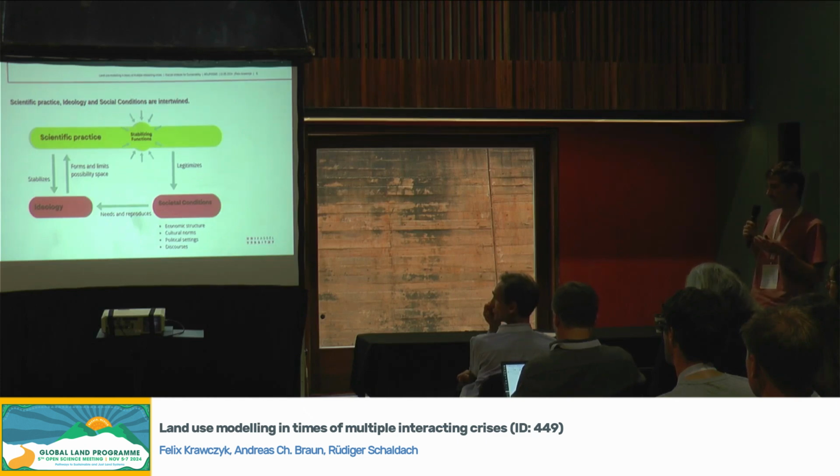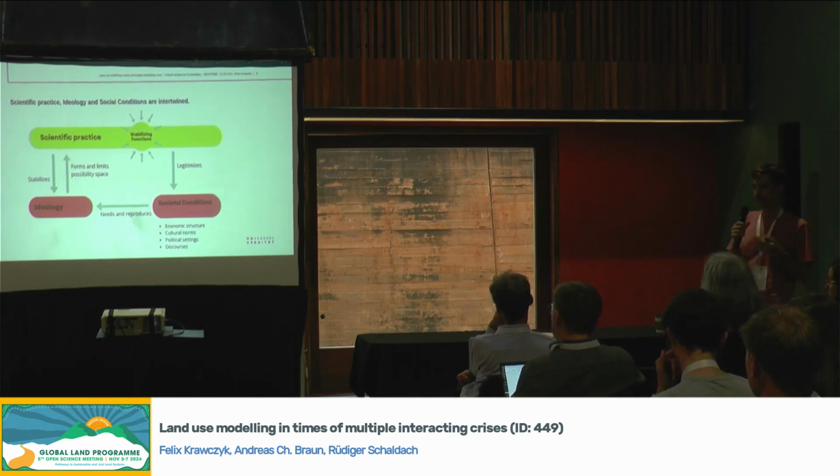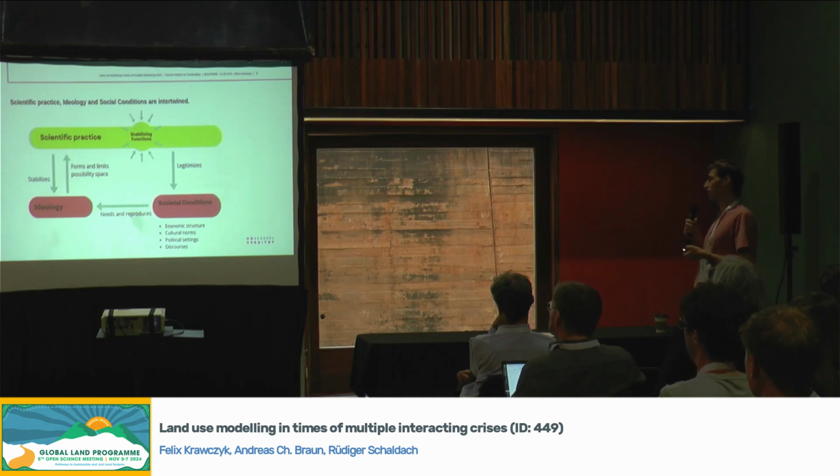And during the scientific practice, I already told you about the stabilizing functions. If we do not actively take them into account, and take into account the politics of knowledge production, it's really likely that our scientific practice legitimizes the societal conditions. And then we are in a loop and we cannot come up with other possible futures that may not be that crisis-ridden.